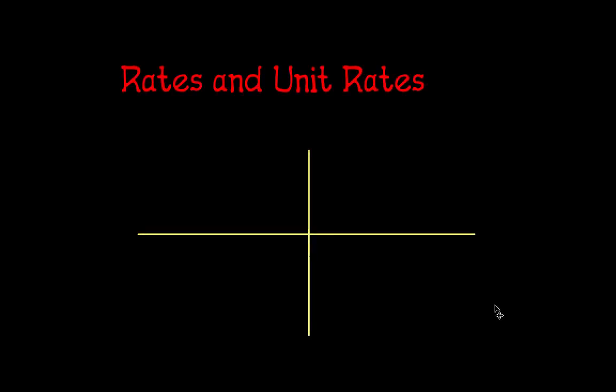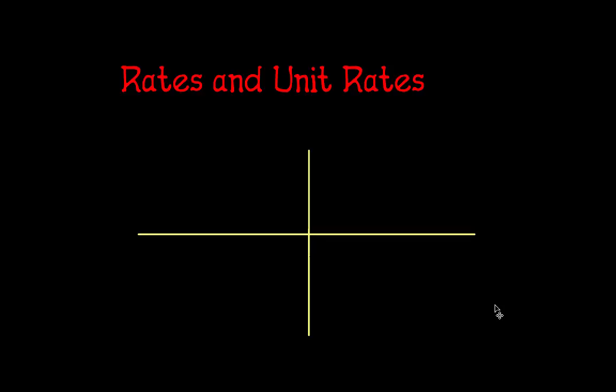Hey guys, today we're going to talk about rates and unit rates. First, let's review. What is a rate? A rate is a ratio that compares two things that are different. For example, time and distance, or money and a number of objects. And a unit rate is just a rate that has a 1 for its second number.